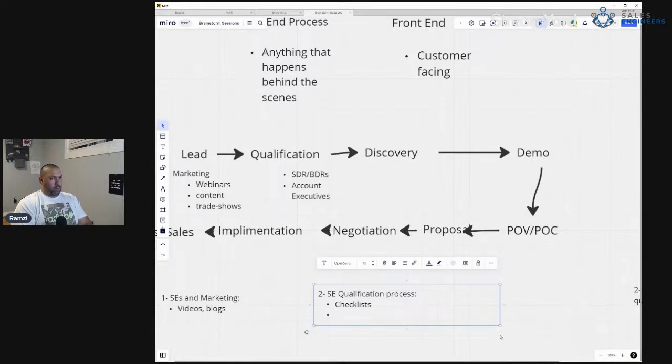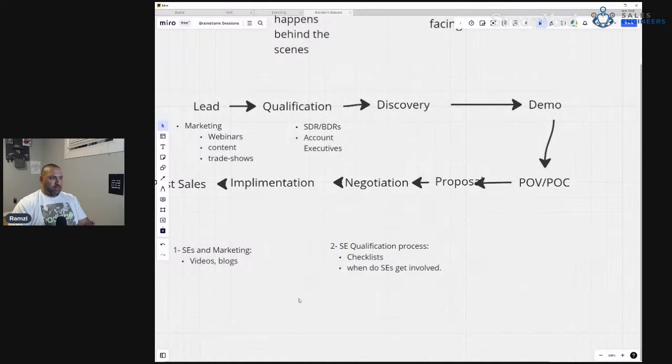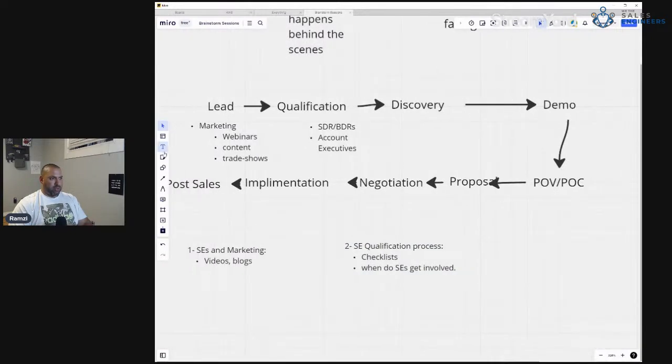When do SEs get involved? These are two things to think about when someone's doing the qualification. Now, before we even jump on discovery, there's another process we want to talk about, which is opportunity assignment.